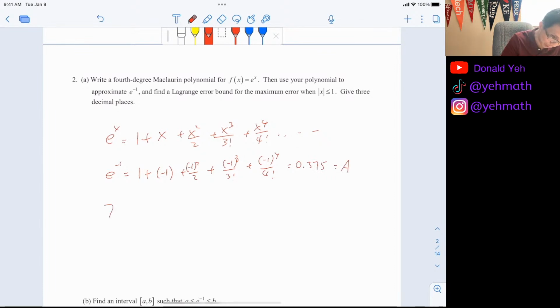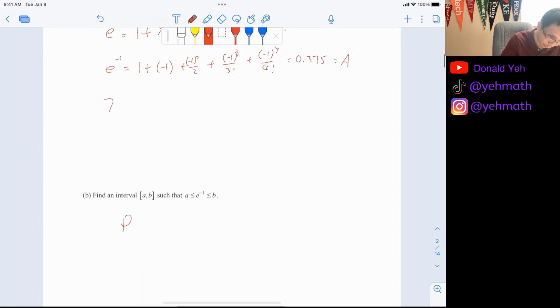So if I want to find the remainder of this, we want to find out what the error is here. It's going to be R4. What does that mean again? Yeah, this is the error part. If I want to find out at negative 1, I'm going to use f of the 5th of z over 5 factorial times 0 minus negative 1 to the 5th.